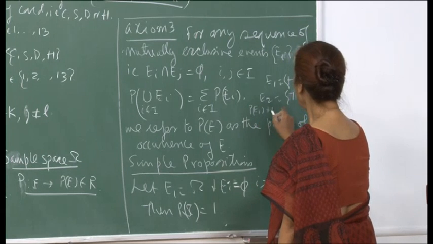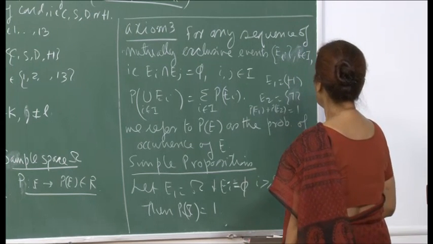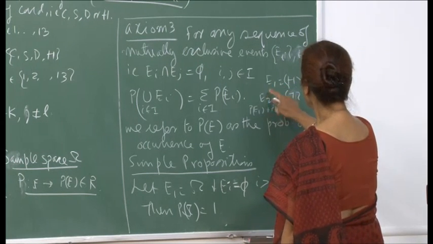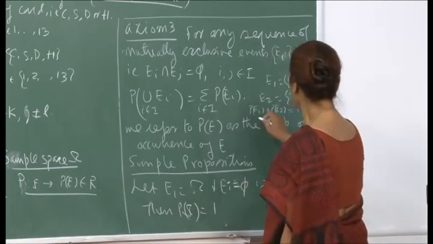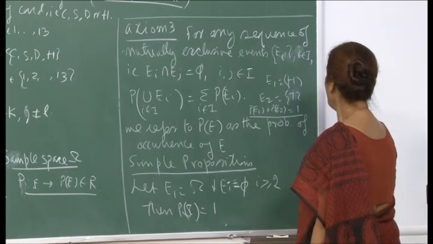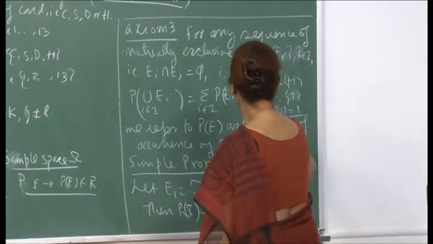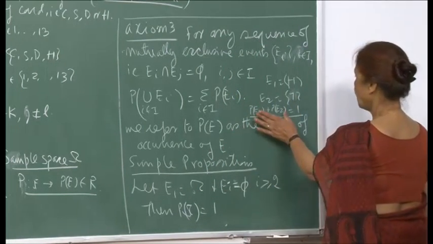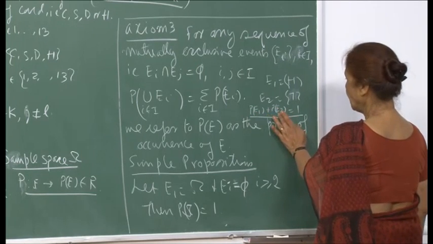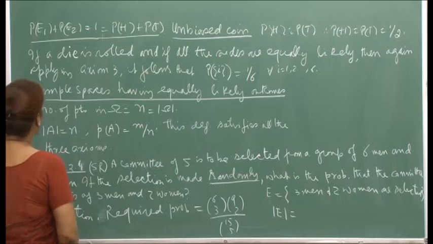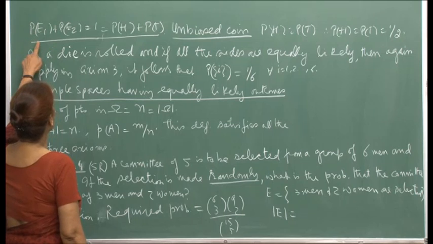In that case, from this axiom, what I will get is that P E 1 plus P E 2 is equal to 1, because E 1 union E 2 is my whole space omega, and P omega is 1. So, from here it follows that P E 2 is 1 minus P E 1. So, we got that using axiom 3.